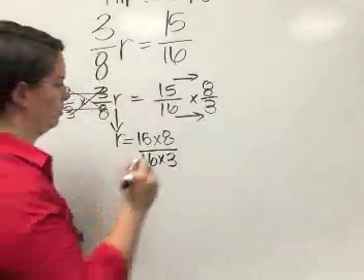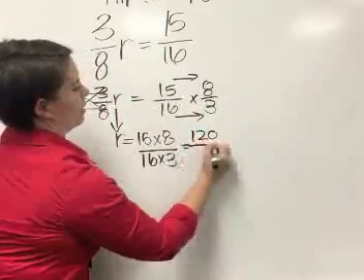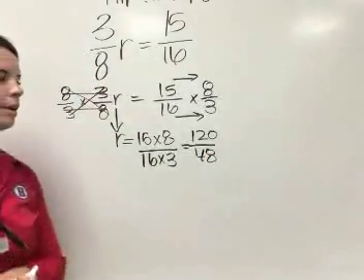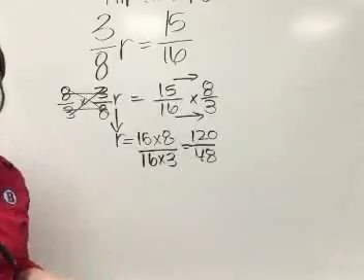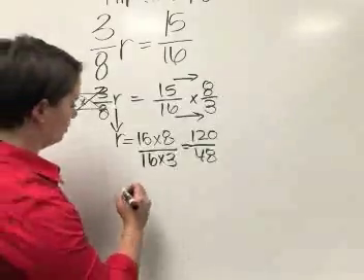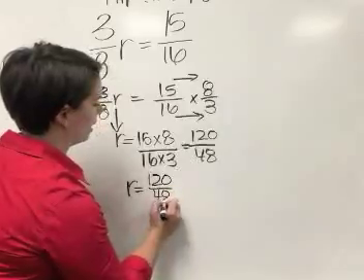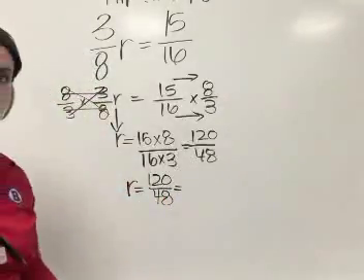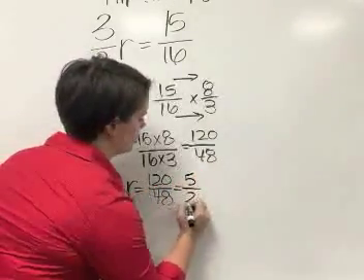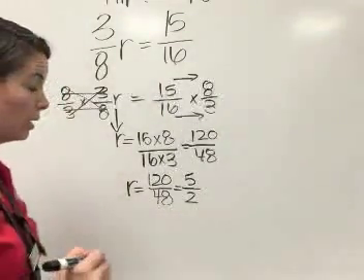Now, what does that equal? Well, 15 times 8 is 120, and 16 times 3 is 48. So, how do I break this down? This is an improper fraction, and it can be reduced. Well, I know that 24 divides into both of these numbers. So, r equals 120 over 48. Well, if I divide both of these numbers, my numerator and my denominator, by 24, I get 5 over 2, because 120 divided by 24 is 5, and 48 divided by 24 is 2.